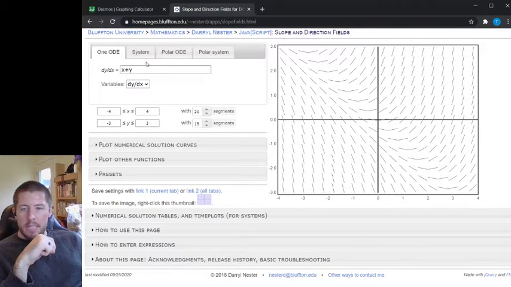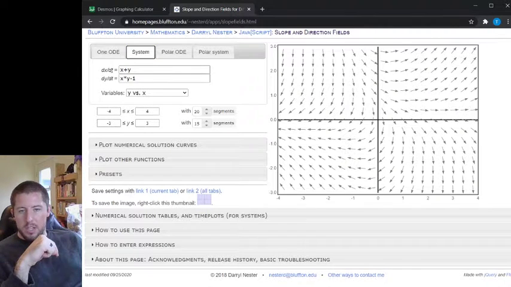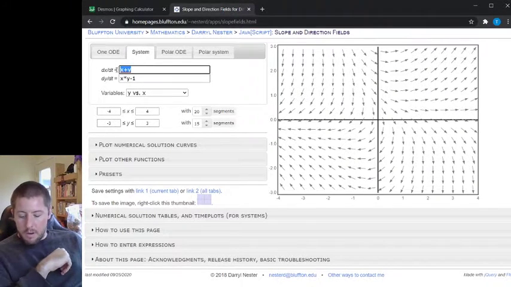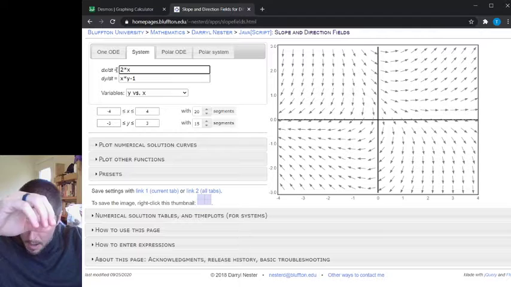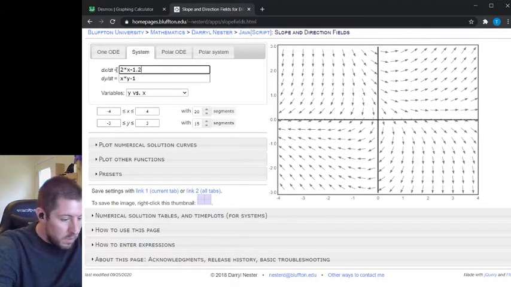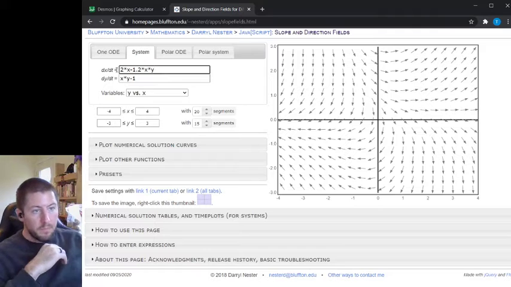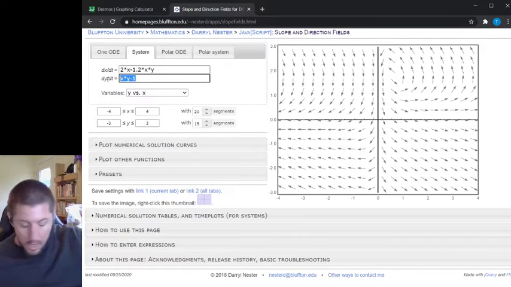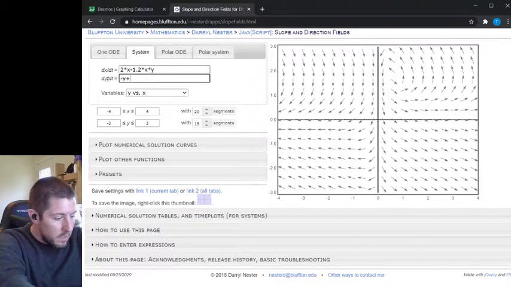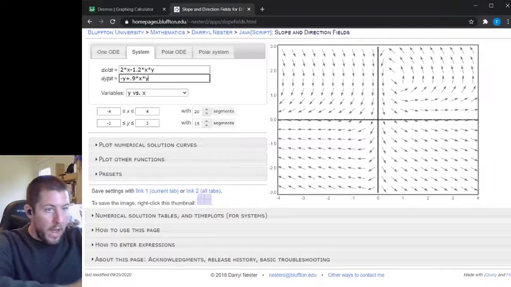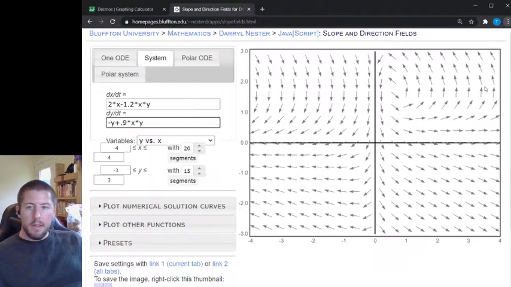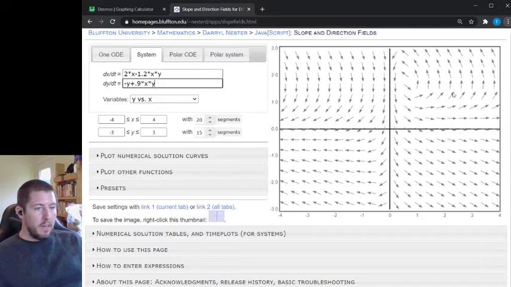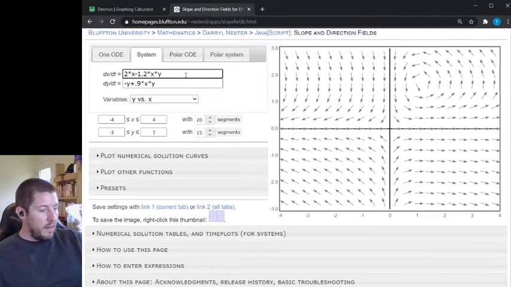We can see right here, we get system right here. So this is going to give us two equations, dy dt and dx dt. Our first equation here in terms of x was 2 times x minus 1.2 times x times y. Our second equation down here was negative y plus 0.9 times x times y. So that's exactly the differential equation that we were originally given. I guess I can zoom in at least a little bit right here. Here we go. So let's go ahead and hit enter.